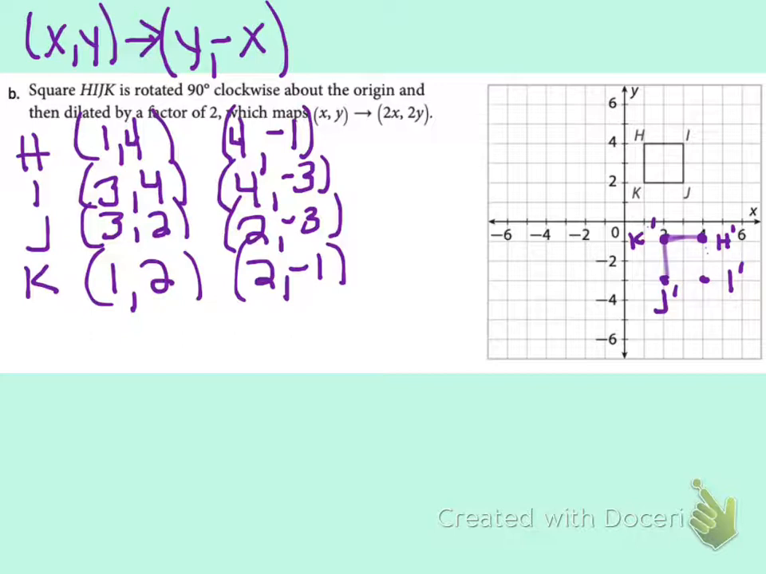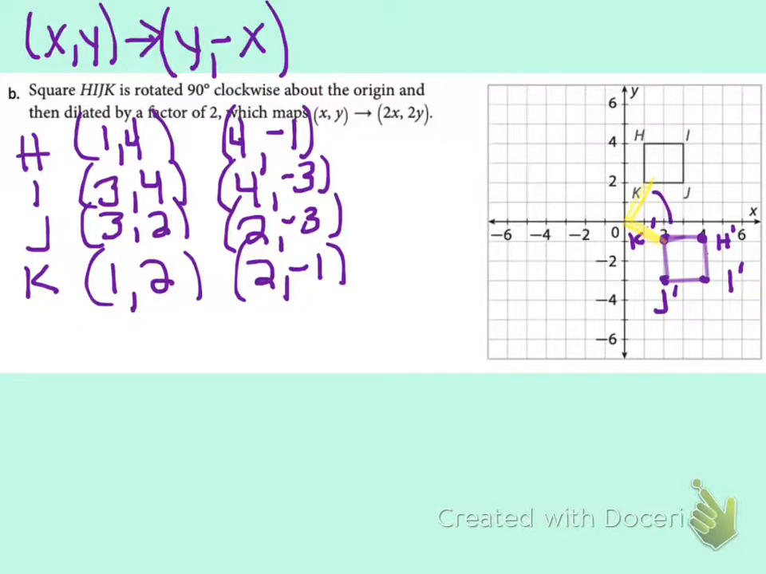Now, as a way of checking it, remember how we can tell is we can connect a point and its image back to the origin. Let's say K back to the origin, and then K prime back to the origin, and you can see that 90 degrees and going this way, right? So we got that 90-degree rotation. So we got the first one.